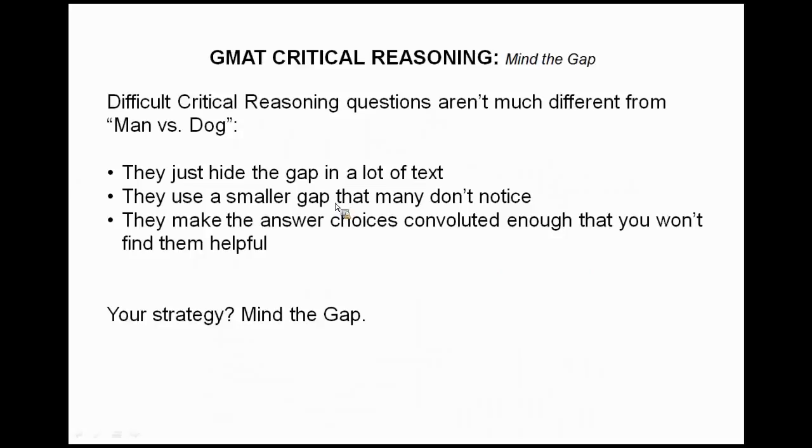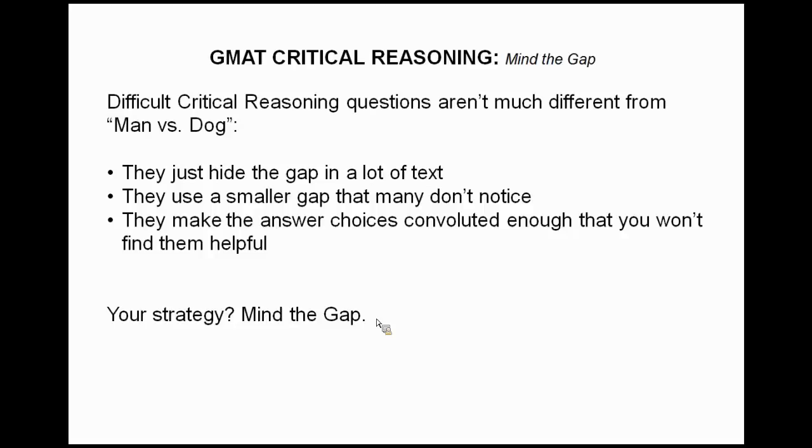You might see that arrest, crimes committed, pretty much the same thing. Unemployment rate, number of people unemployed, pretty much the same thing. So they tighten that gap a little bit, and then they hide it. Your strategy, mind the gap, and once you've found that gap, anticipate what type of answer choice do I need? Do I need to link these two together? Do I need to exploit them and drive them further apart?